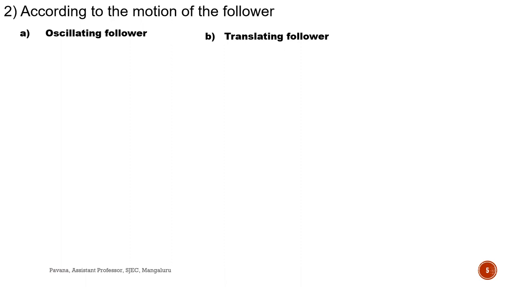Next one, according to the motion of the follower, we have two types. The first one in that is the oscillating follower. When the uniform rotary motion of the cam is converted to some predetermined value of oscillatory motion, some angle, in the sense some angle is already fixed. If the oscillation takes place to that particular angle, we call that an oscillating or rotating follower. Another name given for the oscillating follower is rotating follower.